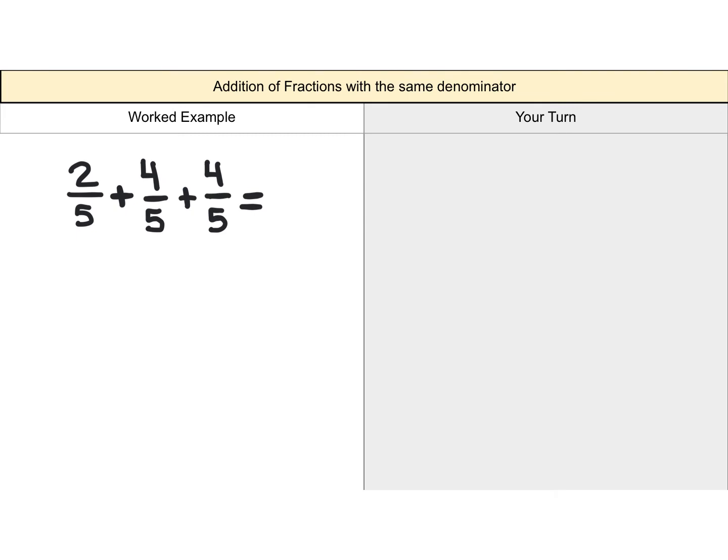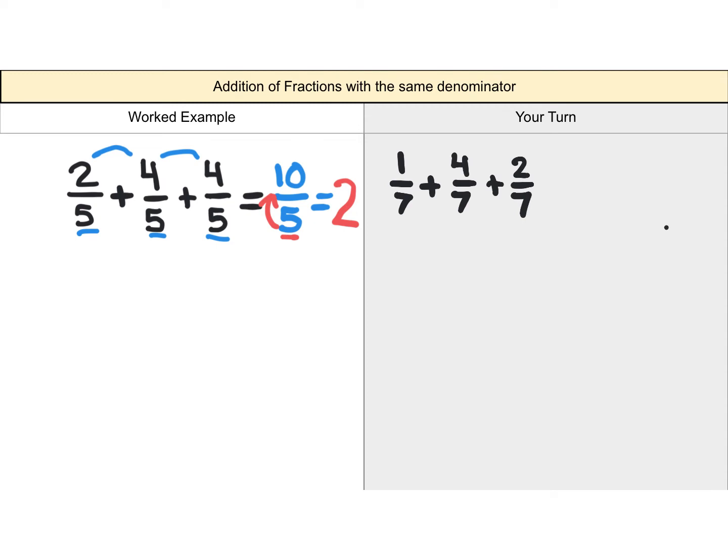Sometimes we might even want to add more than two numbers at a time. So in this case, we need to add all of the numerators together. 2 plus 4 is 6, 6 plus 4 is 10, and the denominator is simply going to be 5 because all of these have the same denominator. And now our answer is a special type of improper fraction because the denominator is divisible into the numerator. So 10 divided by 5 is simply the answer 2.